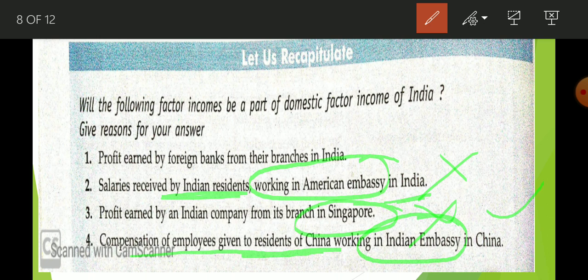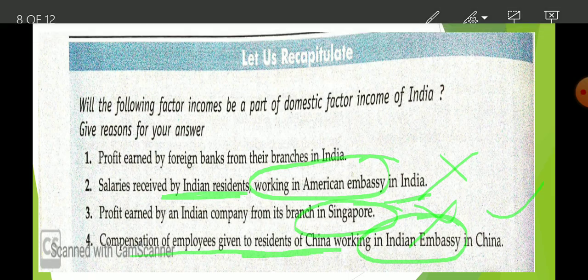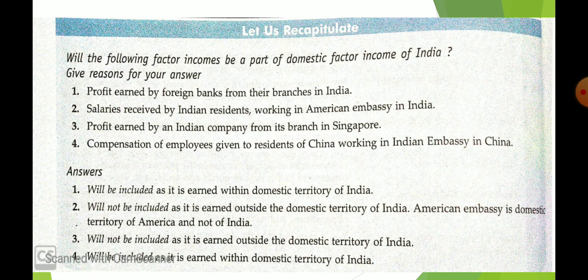Like Chinese embassy, they will follow the rules of China. American embassy, they will follow the rules of America. Japanese embassy, they will follow the rules of Japan. Their office is located in India, but they are not going to follow our Indian government rules and regulations. That's why they are not considered as our part. In the same way, all the Indian embassies in the rest of the world are going to follow the rules and regulations of India. So they are located in foreign countries, but they will be part of Indian domestic territory. Okay, so its answer is given here. Note it down in your copy and learn it.